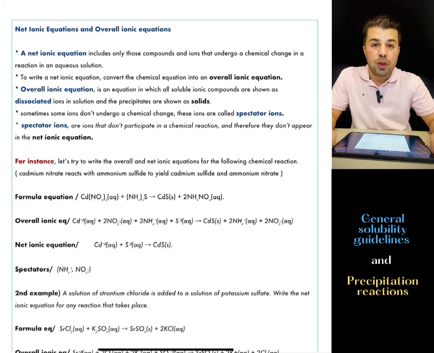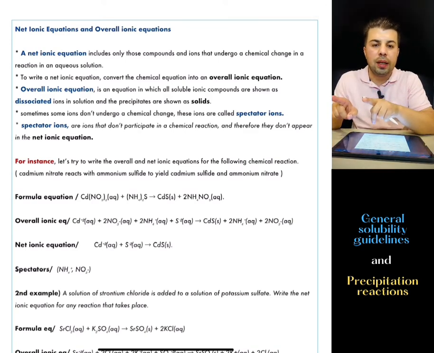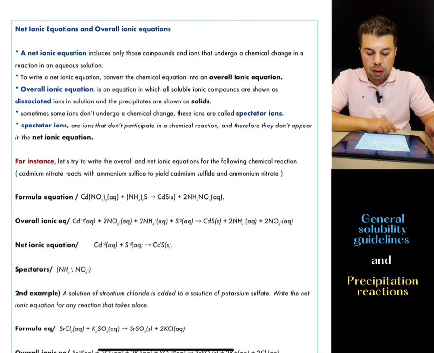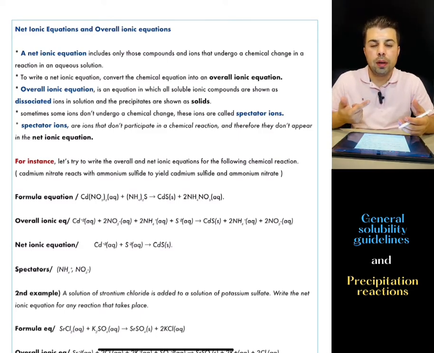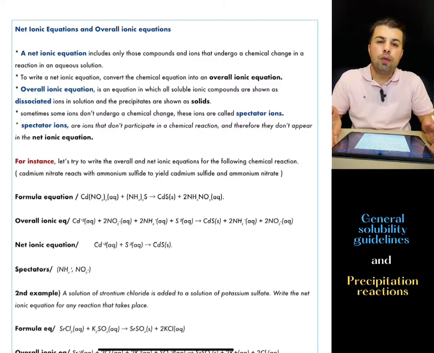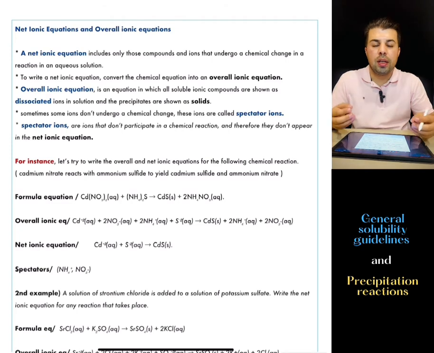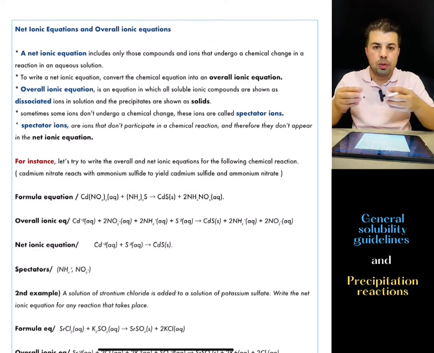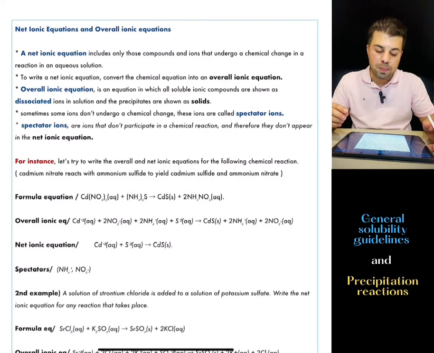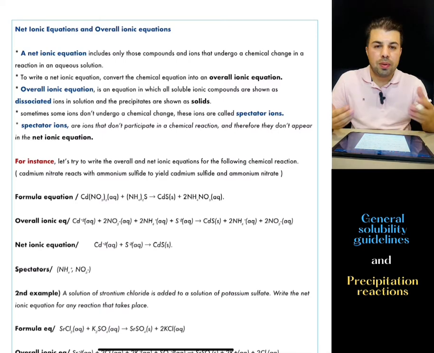A net ionic equation is an ionic equation that includes or involves the ions that lead to form the precipitate. Let us see an example. The overall ionic equation, net ionic equation, and spectator ions. In the overall ionic equation, we write all the ions that are in the solution, dissociating everything except the insoluble compound. A spectator ion is an ion that does not undergo a chemical change or a chemical reaction or a precipitation reaction.